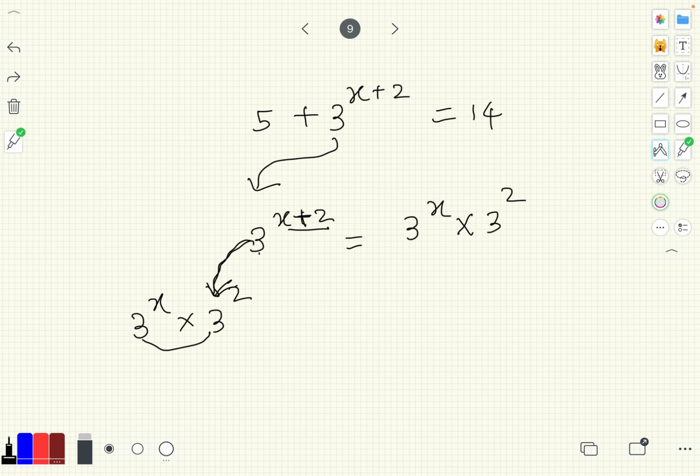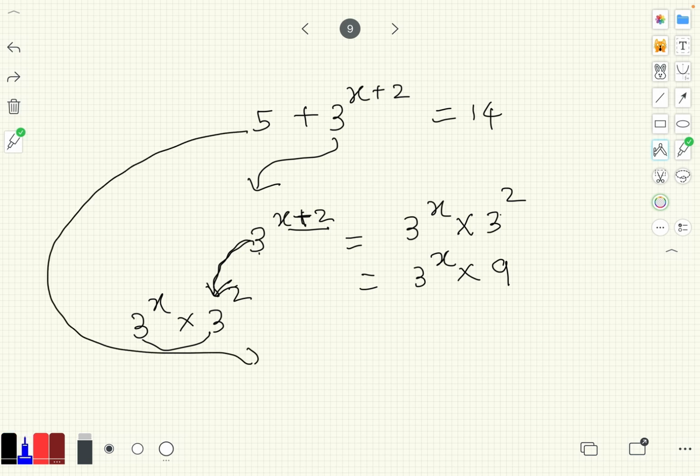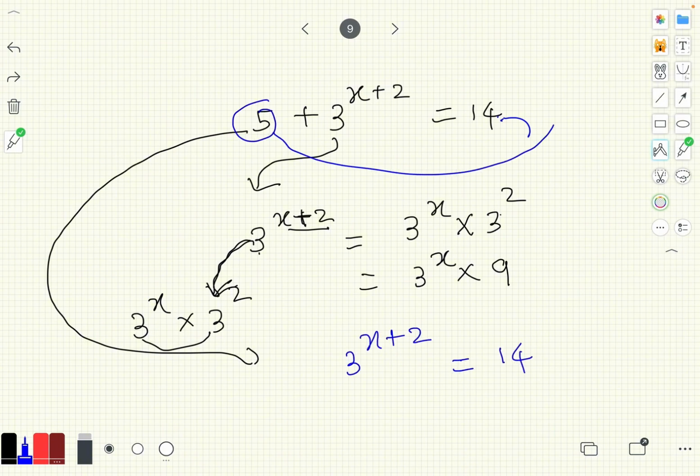So now you can write 3 to the x times 9. Now let's go to the question. 14, 3 to the x plus 2. 14, you bring this to the other side, minus 5. This one we have expanded, 3 to the x times 9. 14 minus 5 is 9. You can cancel out 9 and 9. So 3 to the x must be equal to 1.